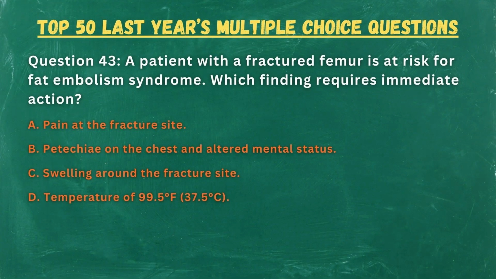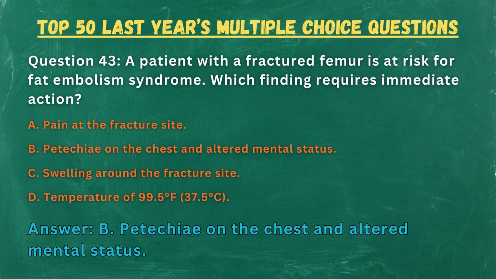Question 43. A patient with a fractured femur is at risk for fat embolism syndrome. Which finding requires immediate action? A. Pain at the fracture site. B. Petechiae on the chest and altered mental status. C. Swelling around the fracture site. D. Temperature of 99.5 degrees Fahrenheit, 37.5 degrees Celsius. Answer: B. Petechiae on the chest and altered mental status.